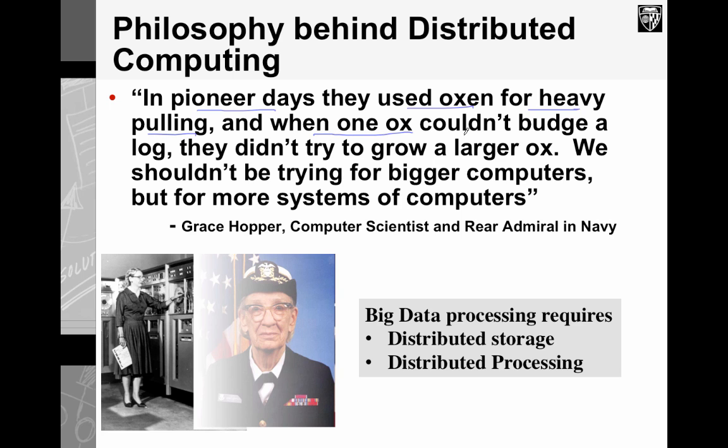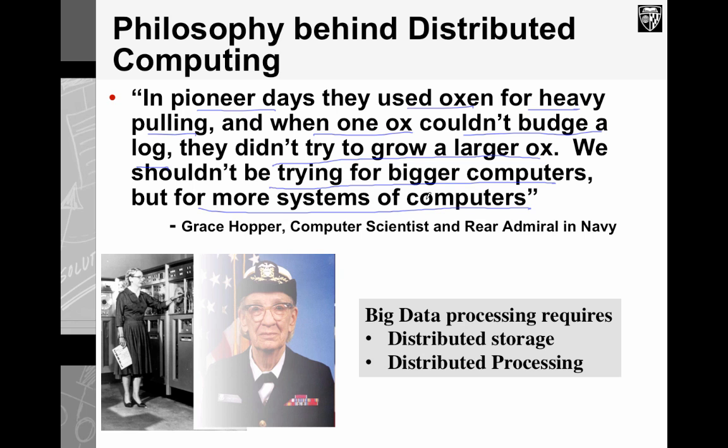And when one ox couldn't budge a log, they didn't really try to grow a larger ox. We shouldn't be trying for bigger computers, but for more systems of computers. In other words, what she's saying is what we really should be doing is not go for larger and larger computers with more and more memory and more CPU. We should really be going for computers that are moderate or mid-sized computers, but many of them working together.